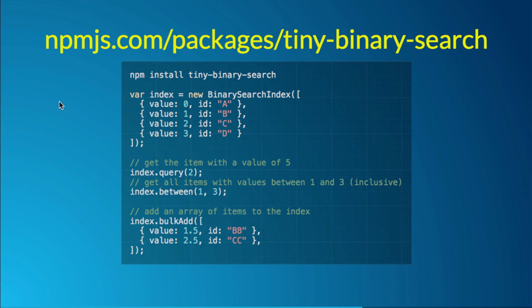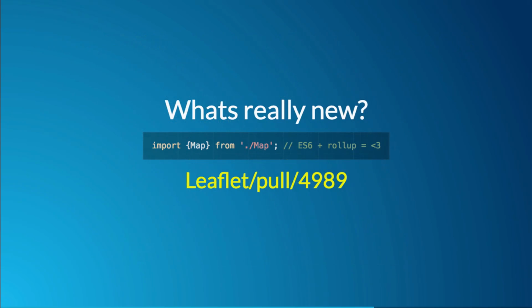Another library here is a binary search index. So this idea of JSON key value pairs. We keep track of our features that are on the client side using this binary search, but this is so generic that you don't even necessarily have to use it with Leaflet. So you can check that out if you're interested.